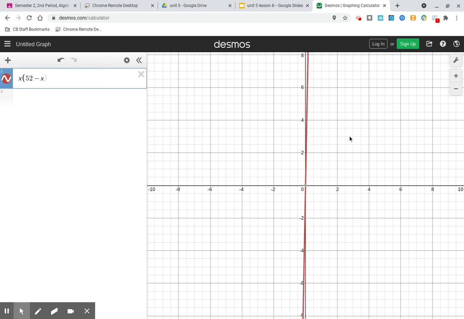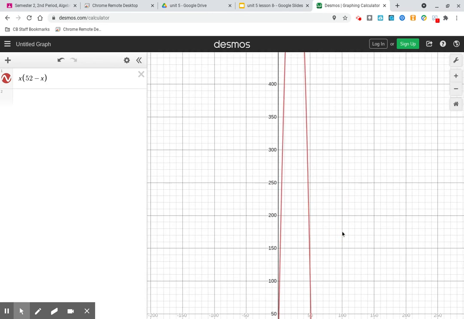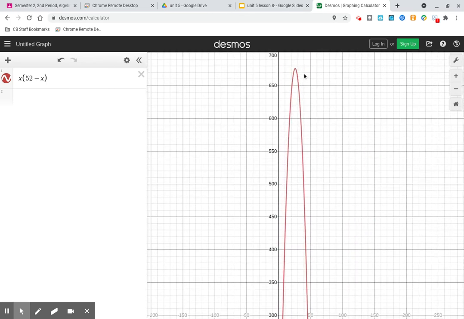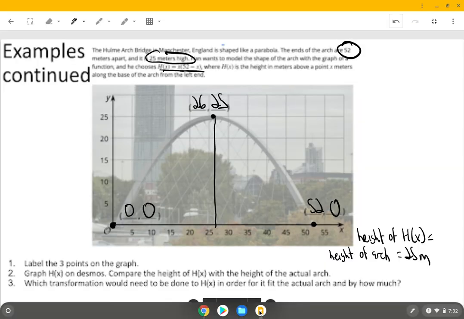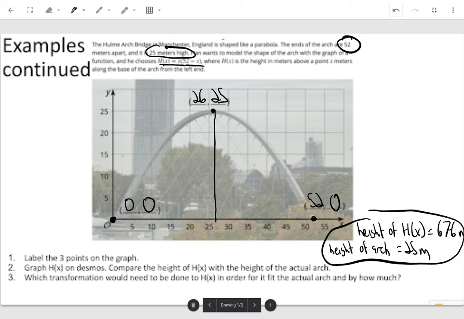Okay. So this is an arch, so we're looking for the high point of the arch. Obviously, we have to scroll up a lot. You can see the height is going to be a lot higher than 25 meters. Notice the height in this case is 676 meters if we actually look at the high point on the graph. So the number two, the height of h of x is 676 meters. Okay. So graph h of x on Desmos, compare the height of h of x with the height of the actual arch. This right here is your answer to number two. Okay. The height of h of x is 676, but the height of the actual arch is 25 meters.